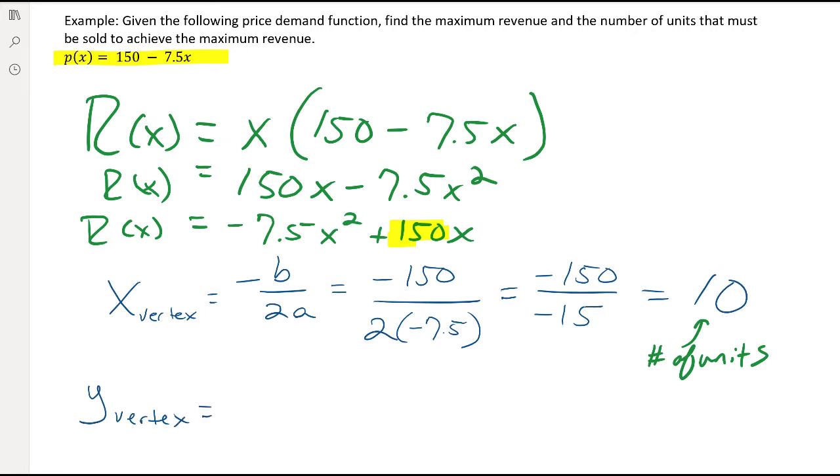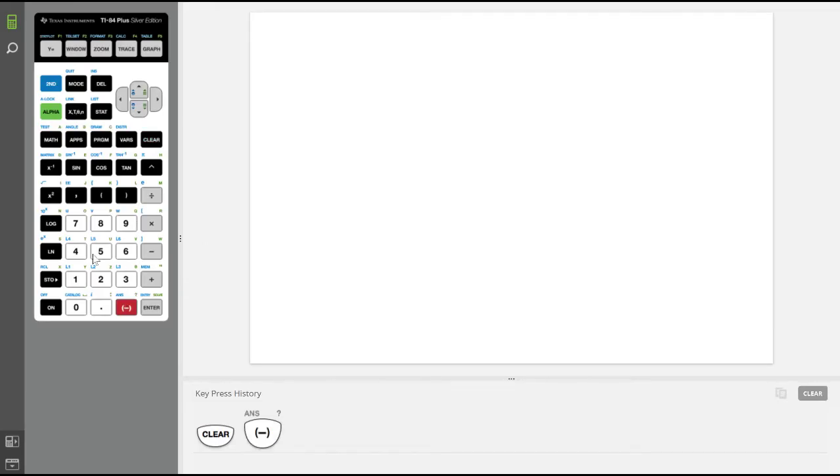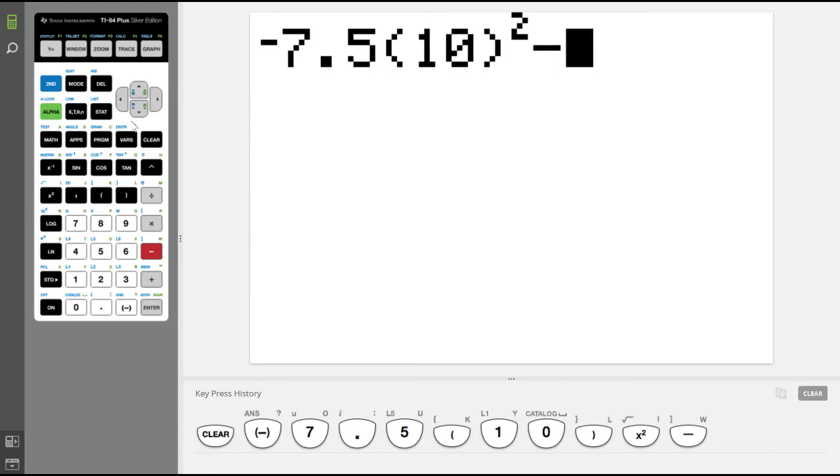In our case, this means we need to take that value of 10 and plug it into the revenue function. That means we need to calculate a negative 7.5 times 10 squared plus 150 times 10. All I did was take my x value and plug it into the revenue function. I want to find the max revenue. So let me pull up my calculator really quickly. Okay, so it's a negative 7.5 times 10 squared plus 150 times 10.